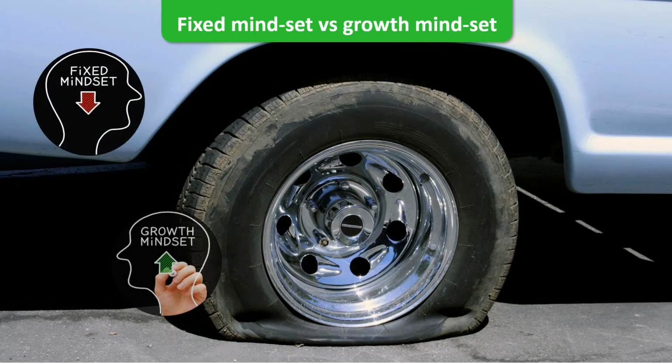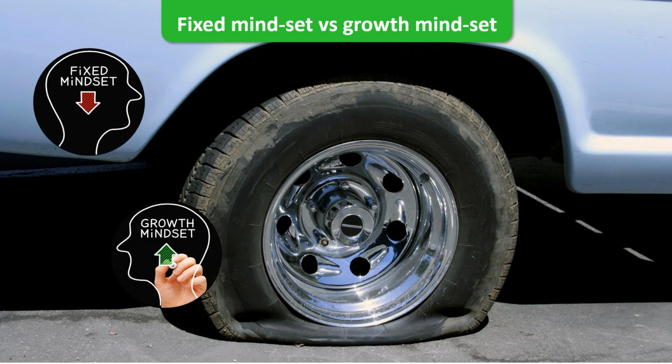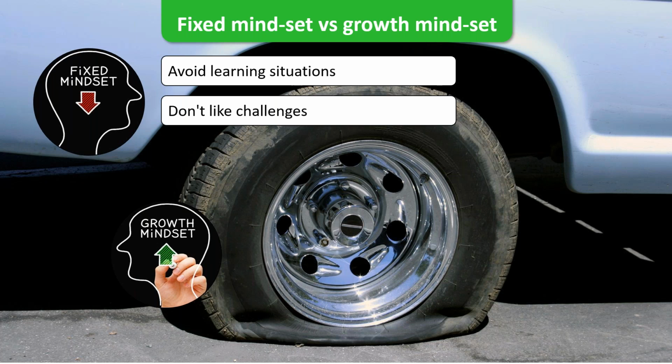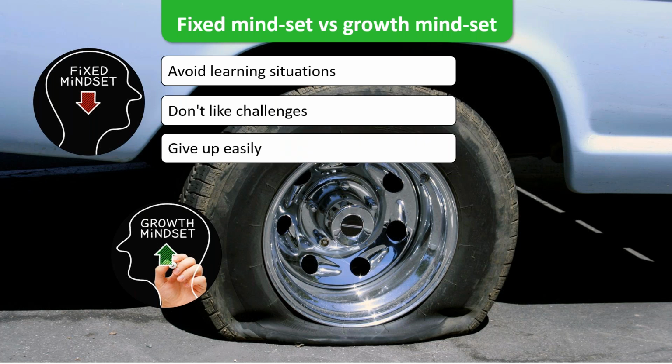People with a fixed mindset also tend to avoid learning situations because they feel like their ego or their sense of self-worth is on the line. They worry a lot about looking smart and not making mistakes. They just want to look good. For them, things like going to a class are more about showing off what they already know than actually learning new stuff. They also don't like challenges. They give up easily and they're afraid of failing.